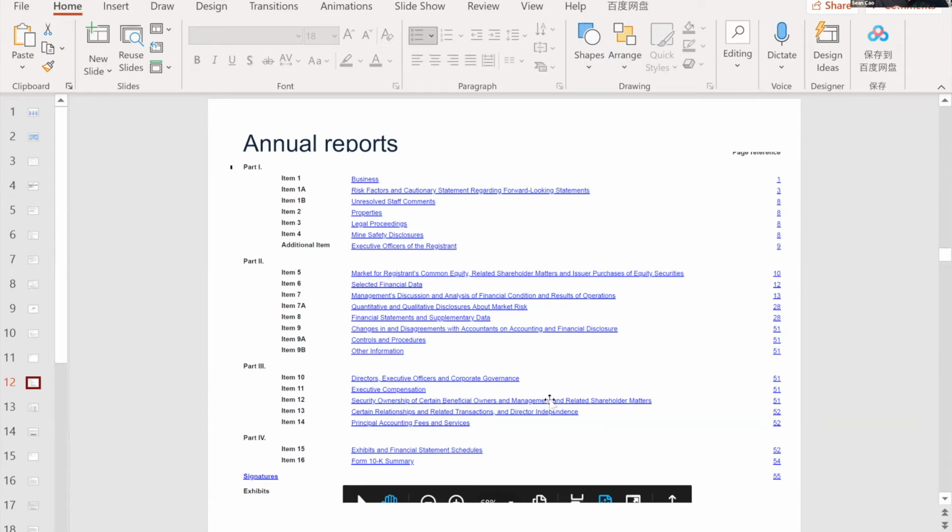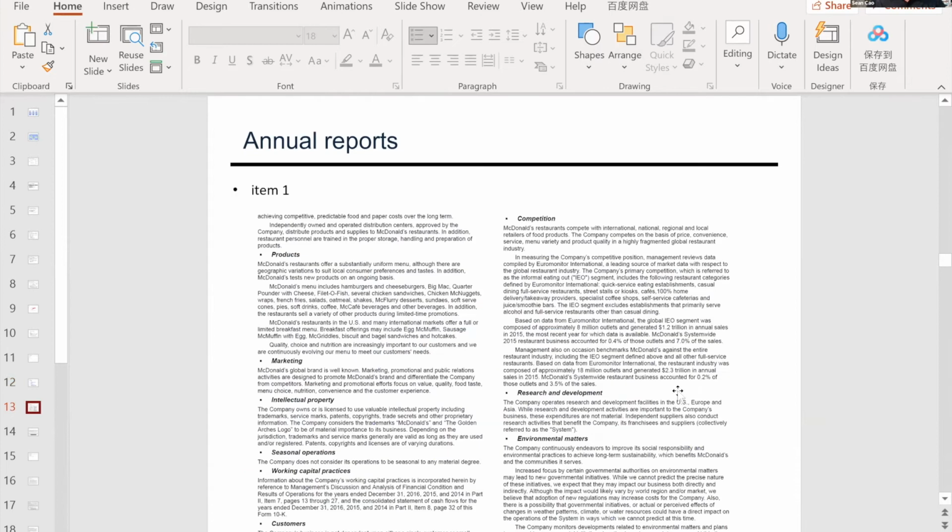So this is the example of item 1. Like I said, the main purpose of item 1 is to describe McDonald's, the product. So let's see what McDonald's says. McDonald's restaurants offer a substantial uniform menu, although there are geographic variations to suit local consumer preference and taste. In addition, McDonald's tests new products on an ongoing basis.